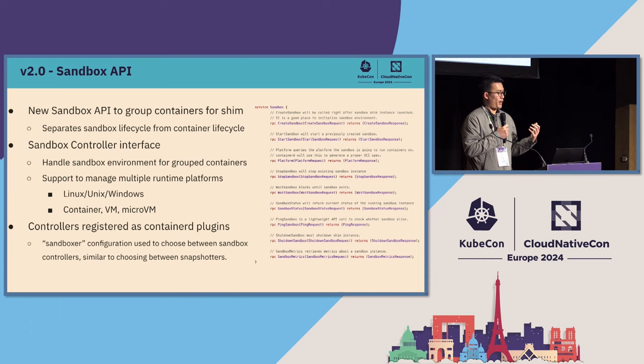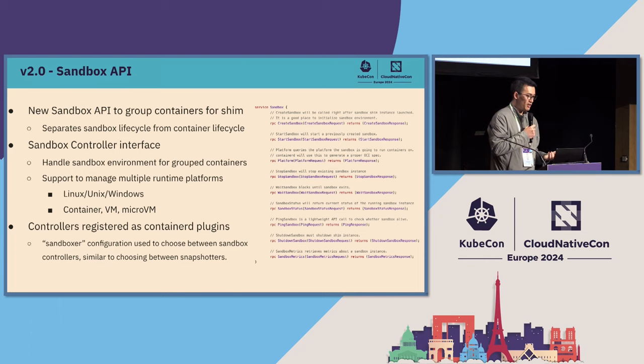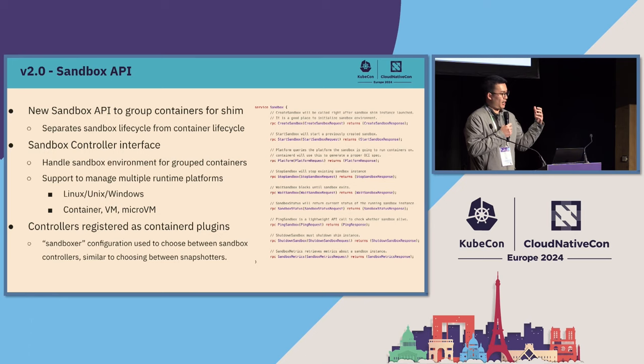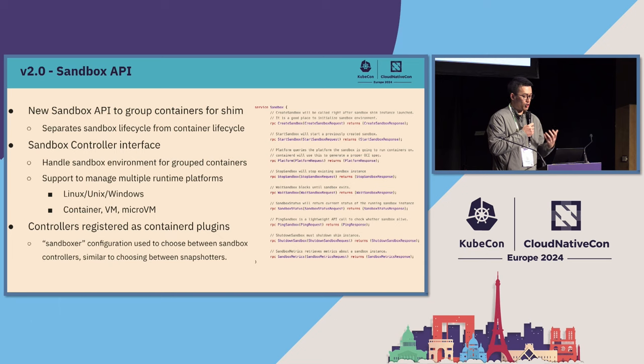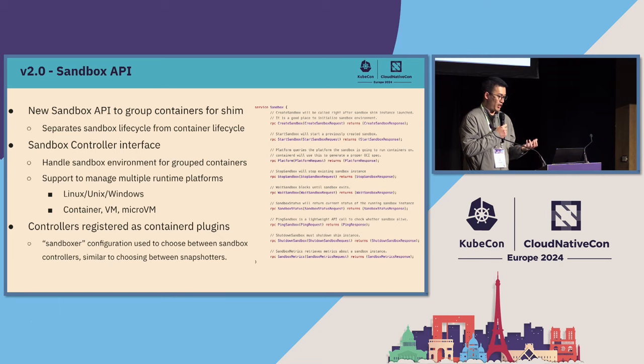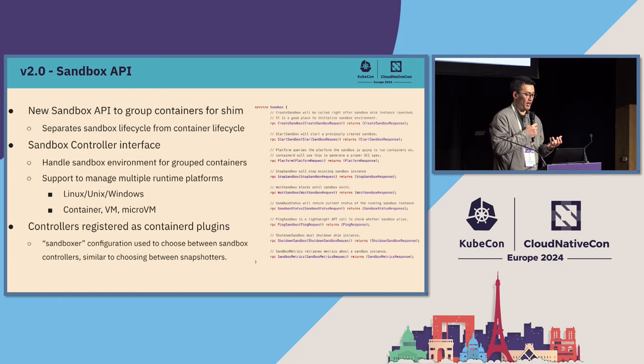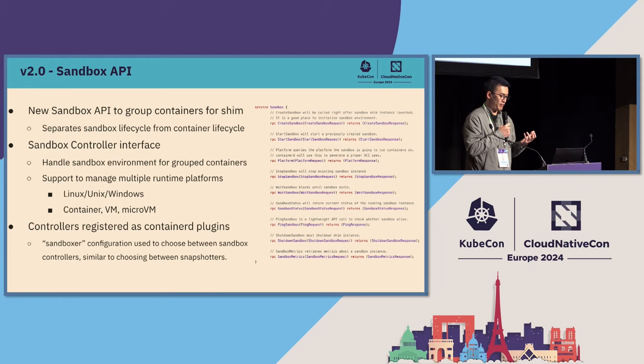Right now, in the 2.0 release, the sandbox concept is first-class metadata. We push all the sandbox API implementation down to the Kubernetes shim, so it's like an external plugin. We can use different configuration to choose different sandbox controllers. It's what we did for the external plugin for the remote snapshotter.